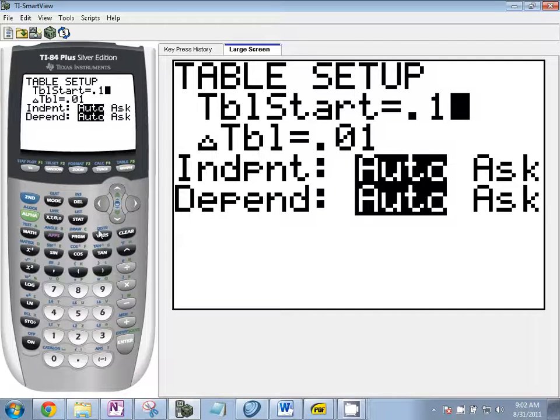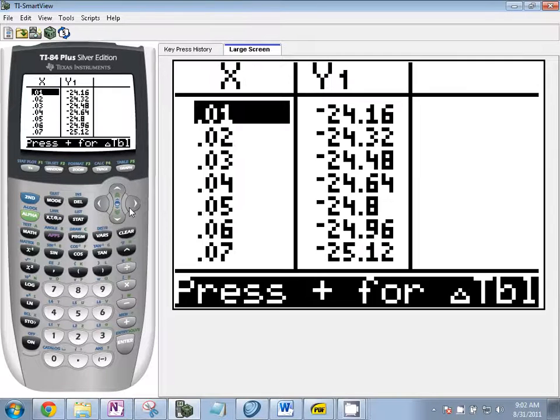What do we want the step to be? Like how much do we want it to move? We want to change by 0.01. You can do that. That's fine. Yeah. So look, it's starting at 0.01 and it's changing. So 0.01 does this. Yay.